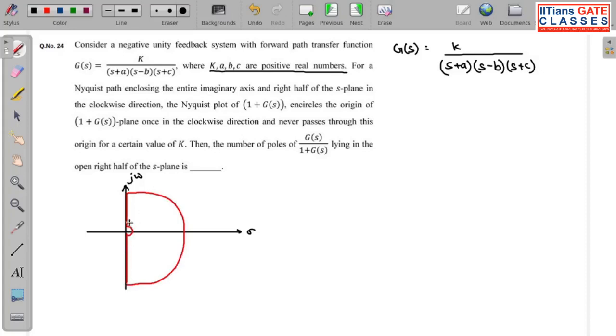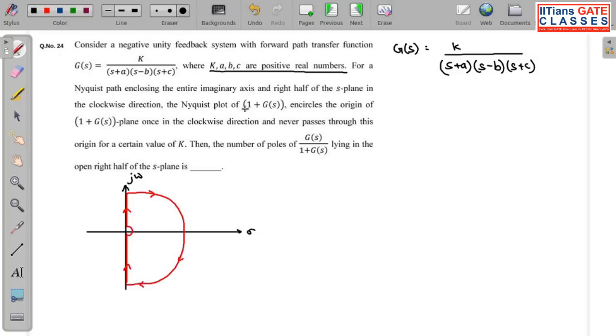You can see this extends from minus infinity to plus infinity, and the right half of S plane in the clockwise direction. You can see this is in clockwise direction. Okay, fine.